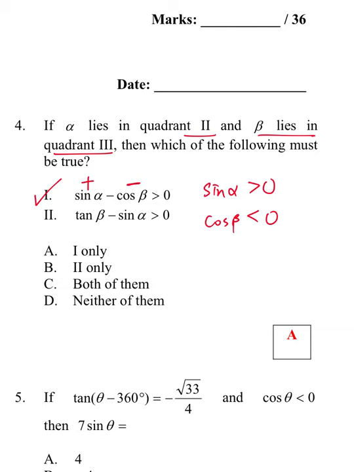Now for the second statement, we know that tangent beta is negative. So now you are trying to have a negative number minus a positive number. It must give you a negative number. So the second statement is incorrect. Therefore, the answer is A.